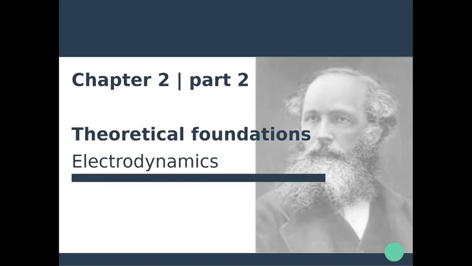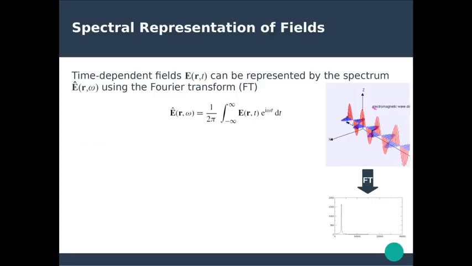So far, we discussed the time-dependent fields, where we have electric and magnetic fields that oscillate in time. But in fact, it is more convenient to go into the spectral domain. So time-dependent fields, like an electric field, which is a function of the position and of time, can also be represented in a frequency domain as a function of the position and the frequency, or in this case, angular frequency omega, in the form of a spectrum, simply using a Fourier transform.